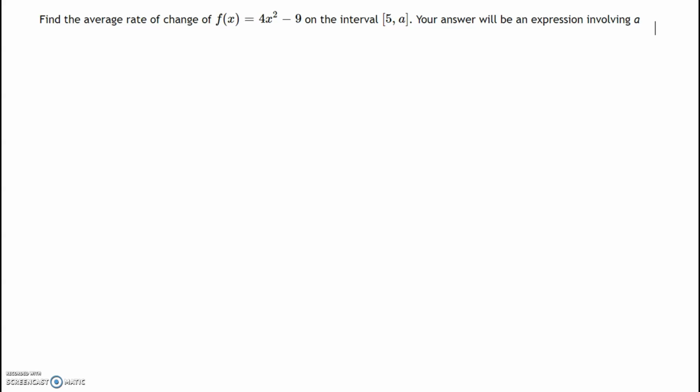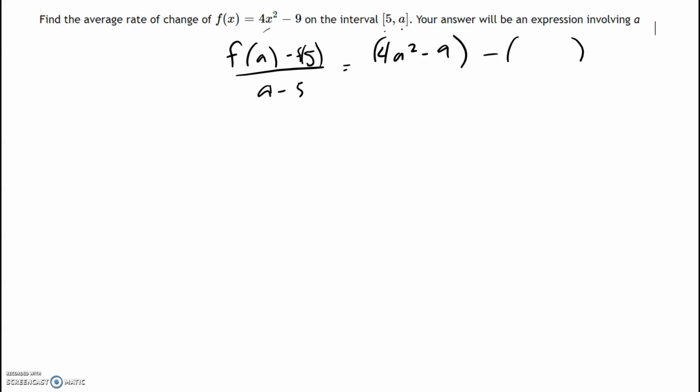Okay, to find average rate of change, I'm going to say f of a minus f of 5 over a minus 5. So f of a would be 4a squared minus 9, minus f of 5. If I put a 5 in here, that's what? 25 times 4 is 100, minus 9 is 91. On the bottom, I still have an a minus 5.